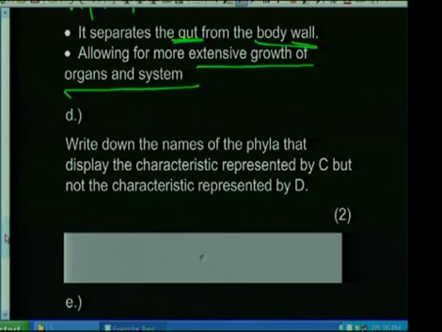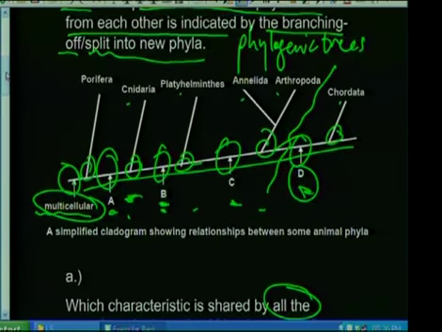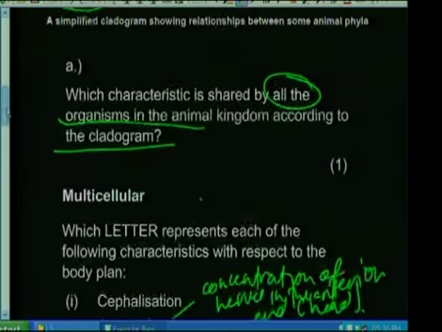Write down the names of the phyla that display the characteristic represented by C, but not the characteristic represented by D. Now you've got to be careful. They want to know those organisms that have this characteristic called C, but they do not have this characteristic called D. But it's obvious. What comes after that? These two. And what comes after D? The chordata. So you cannot include chordata in your answer.